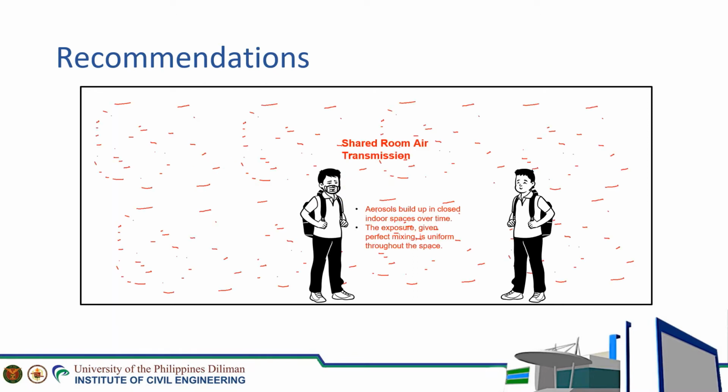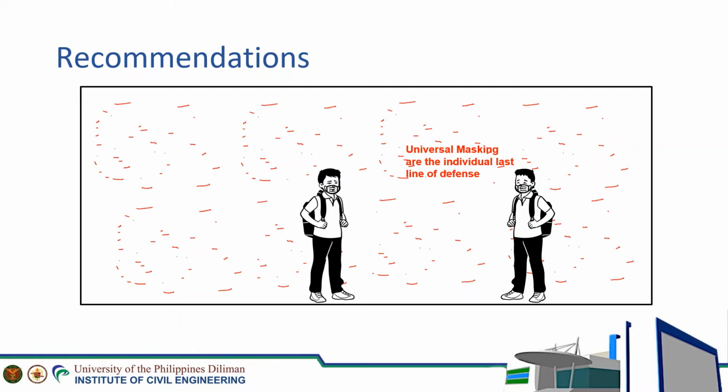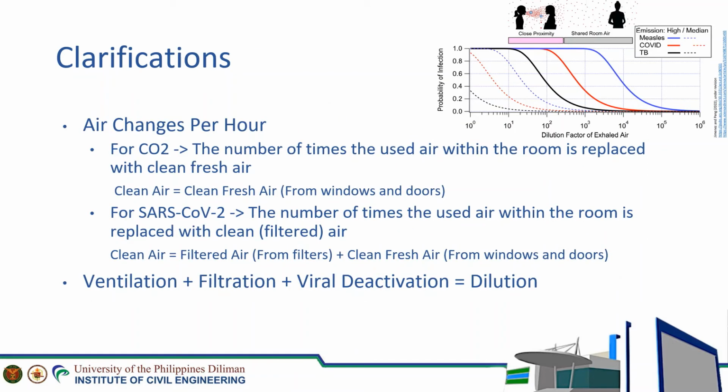As mentioned with the momentum gun, the remaining concerns are the aerosols floating in the air, invisible to the eye. That's why everyone should mask up as the last line of defense. There are key clarifications that have to be made. The goal is to reduce the exposure to SARS-CoV-2, which is the run-to dilution.